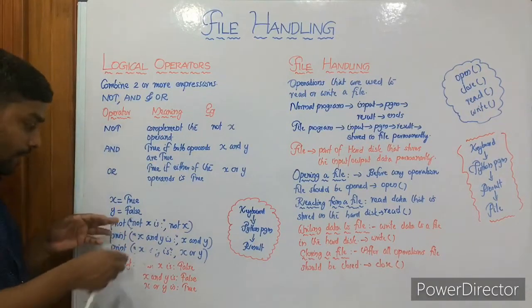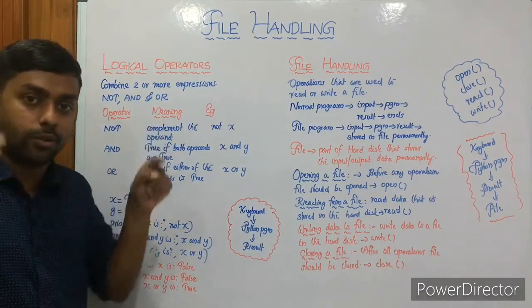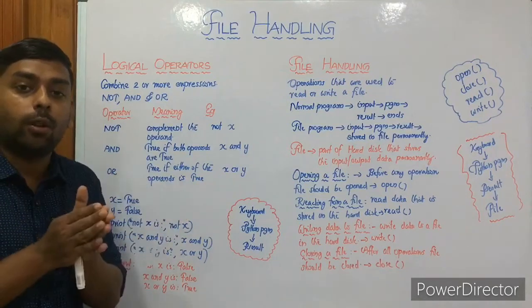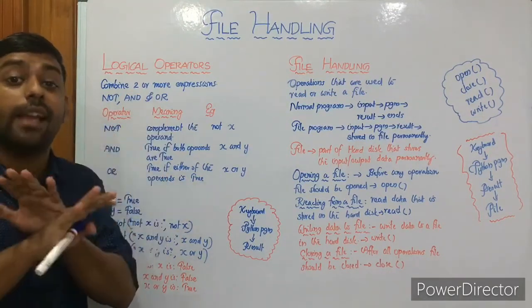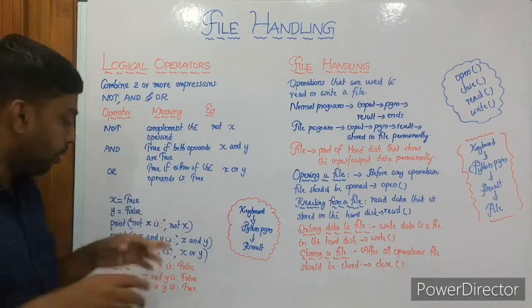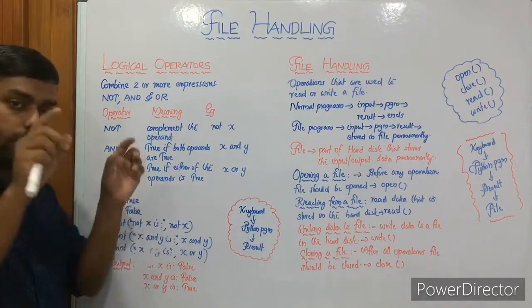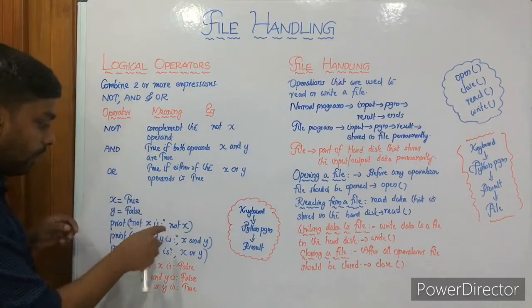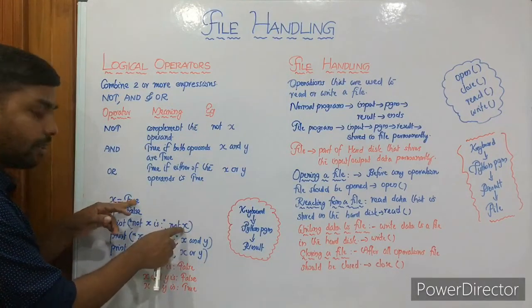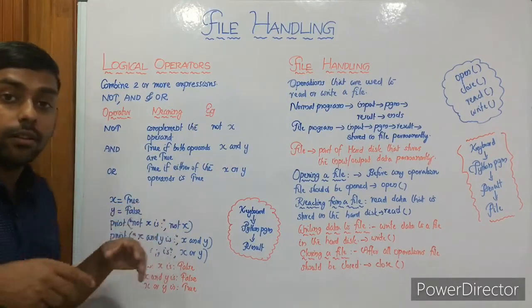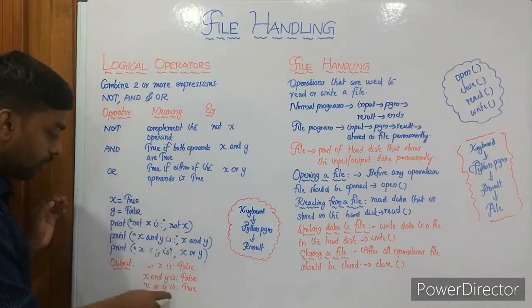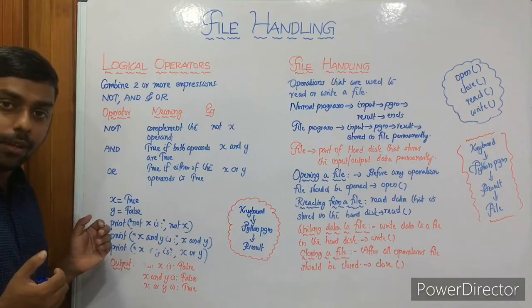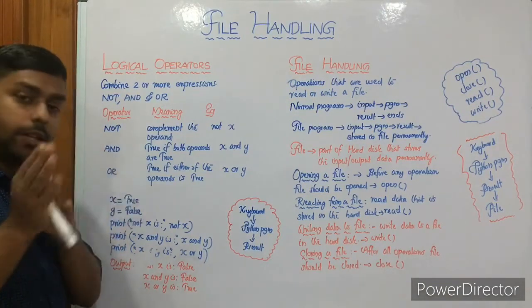What will be the result? The first "not X is" is in double quotes, so it will be printed as such. In Python, we know if you enclose anything in double quotes, it will be printed as such without any change. So "not X is:" will be printed as such. And not X: what is the value of X? X is True. So not X, the result will be False. Right? That means not True is False. Do you get me? So not X means not True, that is False.